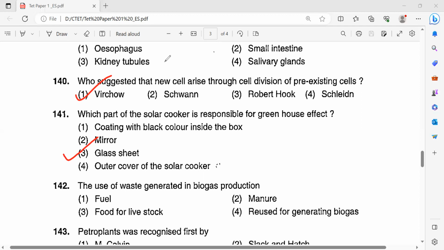Then the 142nd question: the waste generated in biogas production is used as what? Here option 2, manure, is the right answer. Very easy question, it is manure, right?